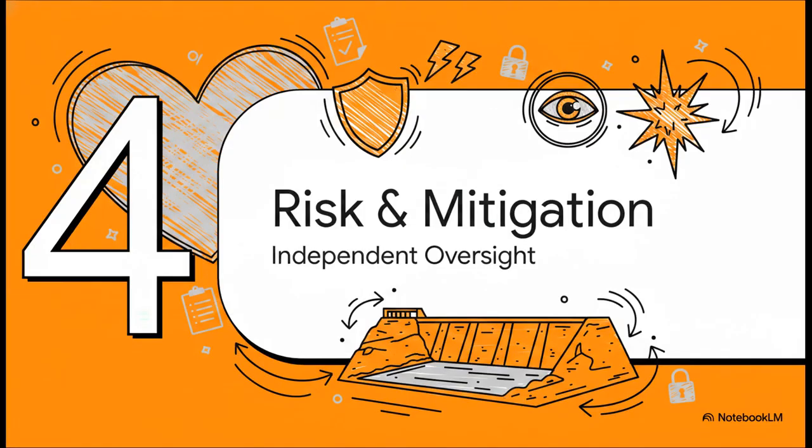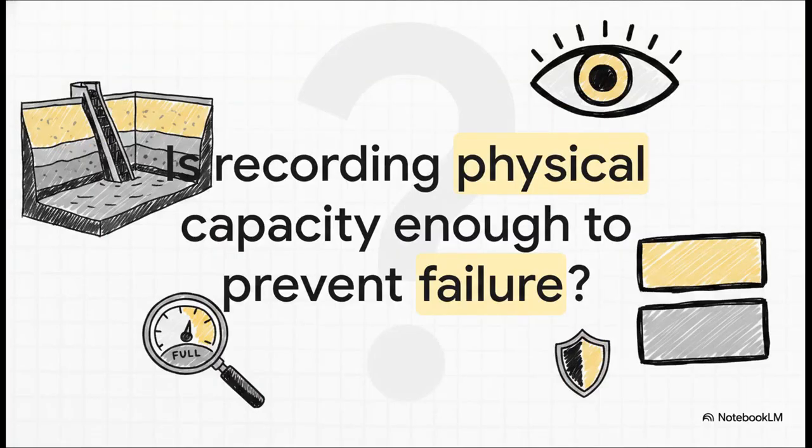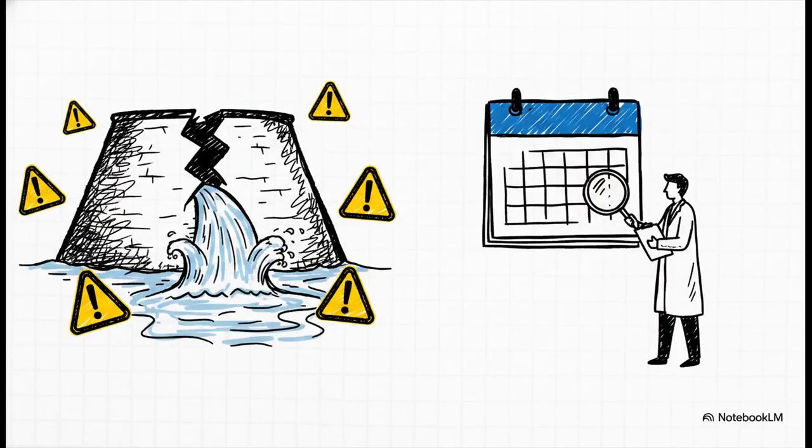That brings us to part 4, risk, review, and mitigation. Now, I want you to really consider this question for a second. Is simply recording that physical capacity actually enough to prevent a catastrophic dam failure? Well, the SASB standard definitely recognizes that having the data alone doesn't guarantee safety if there isn't rigorous oversight. Knowing exactly how much waste is sitting in a dam doesn't actually tell you if that dam is structurally safe today. For that, we need independent eyes and standardized hazard classifications. Which leads us perfectly into metrics 8 and 9.